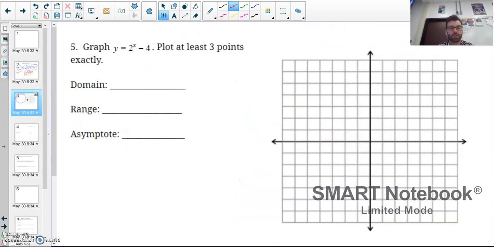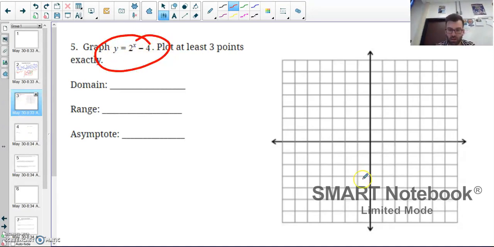Here we go. Let's do the next one. Let's graph it up. All right, we want to plot at least 3 points. Now, how do I do this? Well, you can plug this into your handy dandy little calculator here. All right, go to your y equals and do y equals 2^x minus 4.